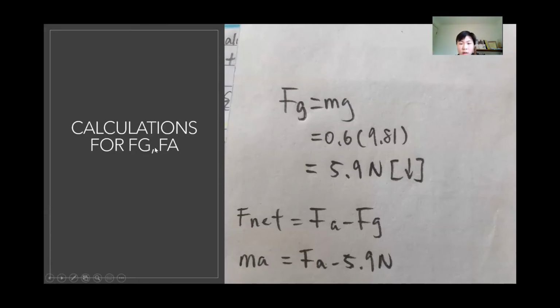So calculations for the force of gravity and the applied force. We know that the force of gravity is equal to mass times gravity. Our mass is 0.6 and the acceleration of gravity on Earth is 9.81. And we get 5.9 newtons downwards. So F net is equal to Fa minus Fg. We found F net and we found Fg. Our F net was 4.8 and our Fg was 5.9 newtons. So we just add them to get 10.7 newtons.